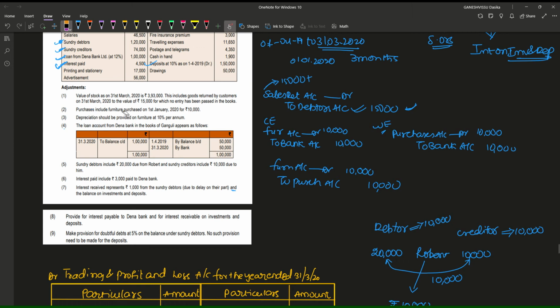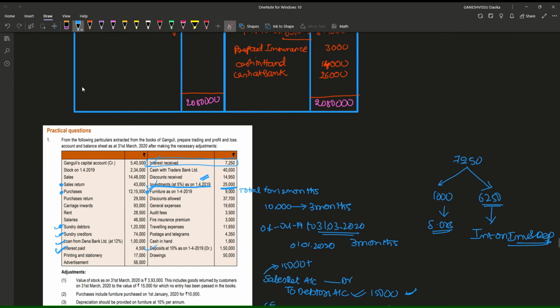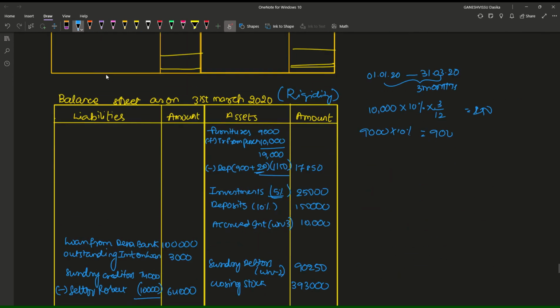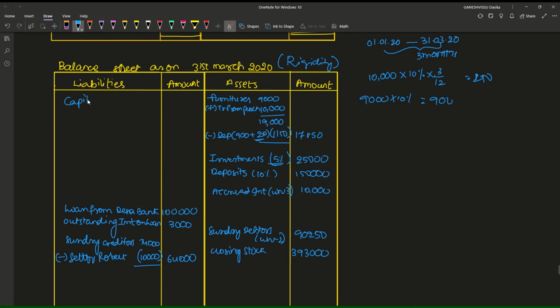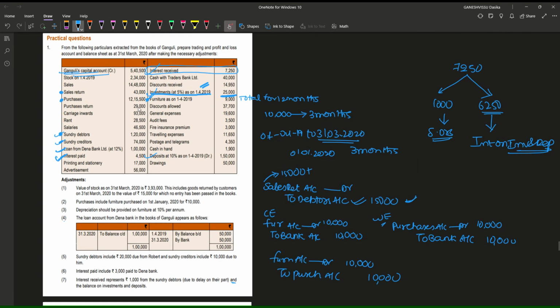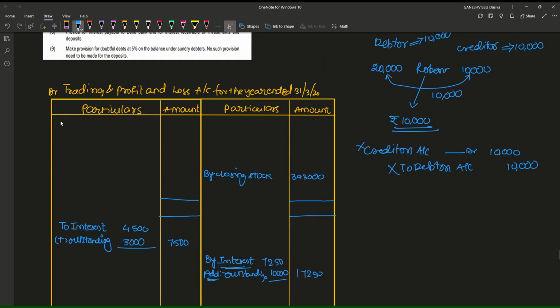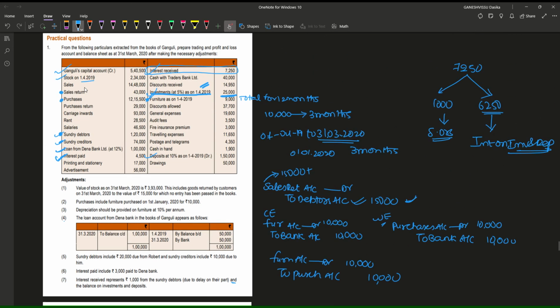Now we shall check the trial balance items. It is very simple and easy to do the trial balance. The first thing they have provided is the capital balance, 5,40,500 rupees. We have completed this one. Then stock on 1/4/2018, opening stock 2,34,000. We can write it here, to opening stock 2,34,000 rupees. We have completed this one also.